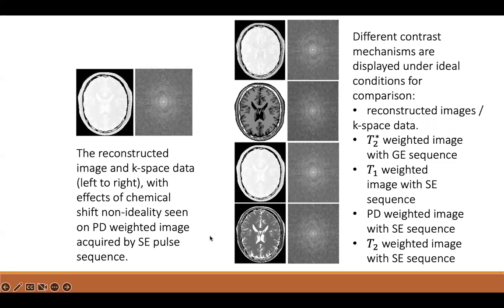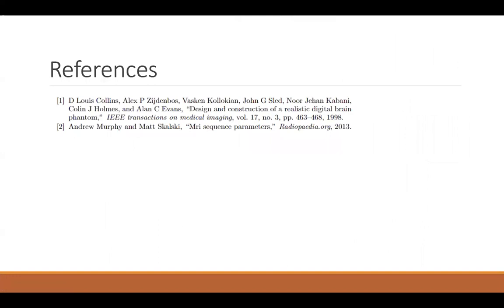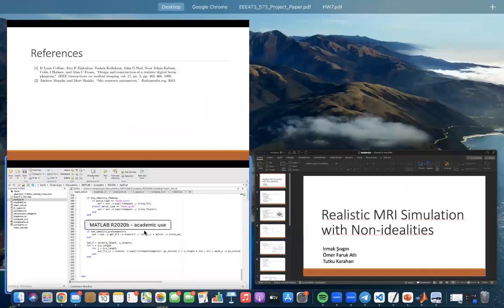First one is T2 star weighted image. The second one is T1 spin echo weighted image. The third one is PD weighted image. And the last one is T2 weighted image. These are our references. Now, let's pass to simulation.